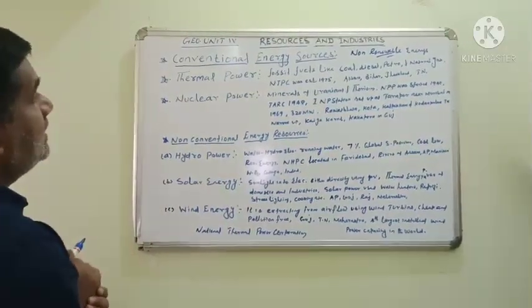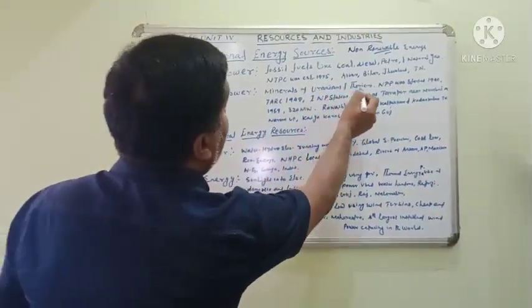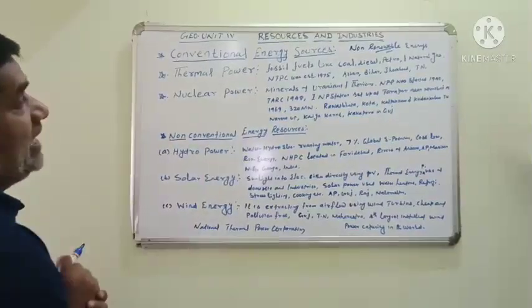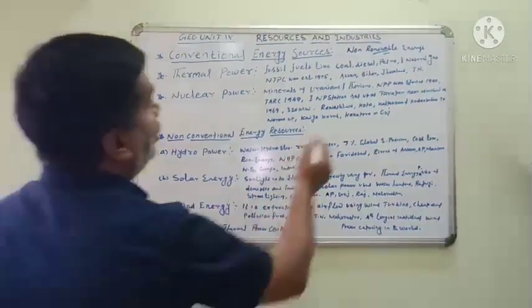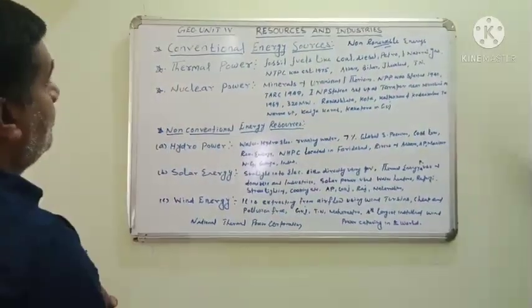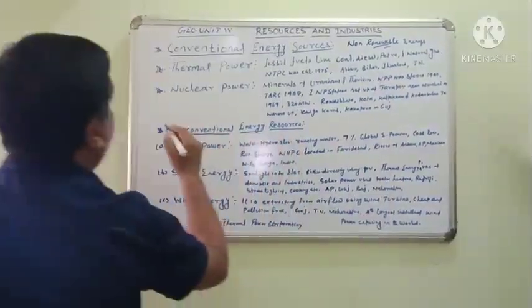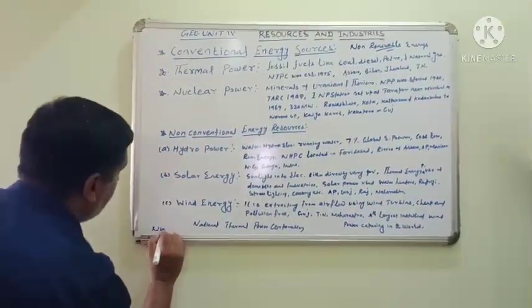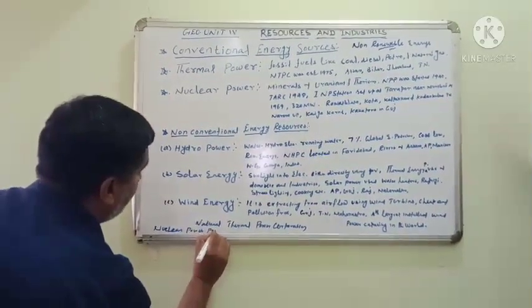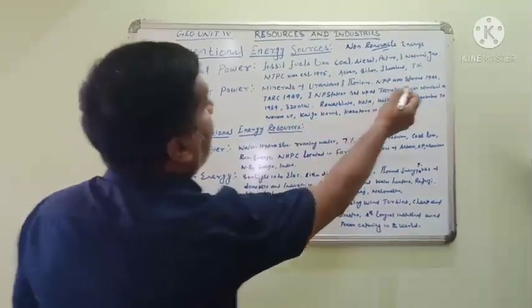Nuclear power is generated from the minerals uranium and thorium. Nuclear power production was started in 1940.